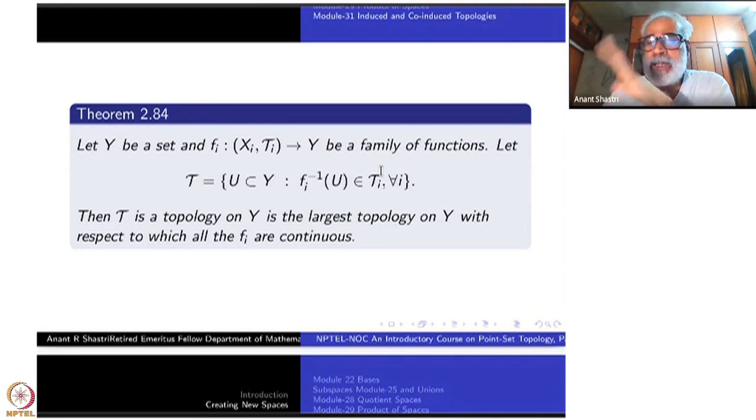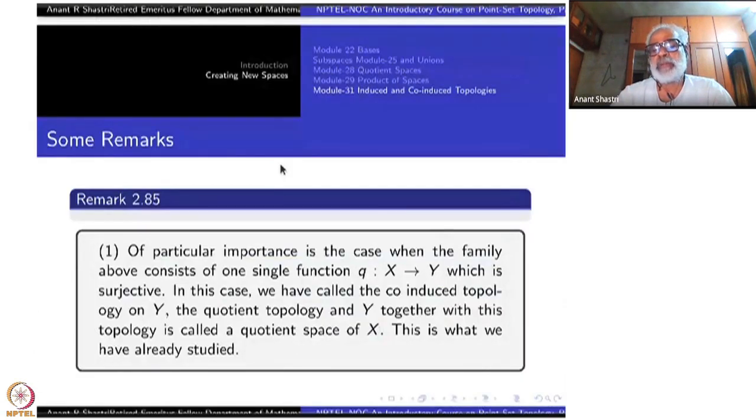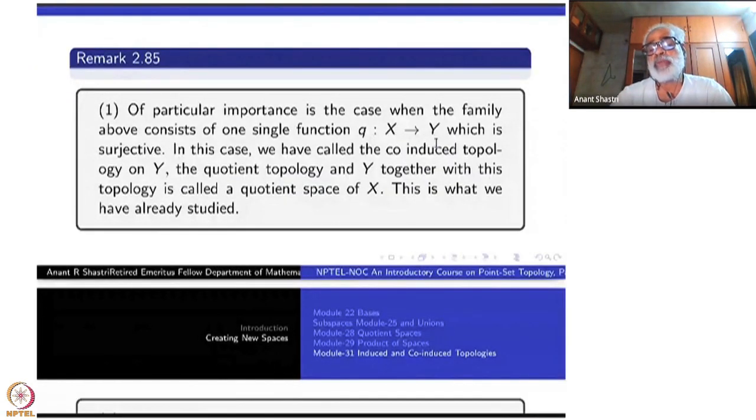So I'm just recalling that one, right? So this is a direct generalization, you may say, of the quotient space construction. Or if you have done this one before, or just now you have done it, the quotient space is a very, very special case. Only one function, and also I am assuming that it is surjective. Okay.